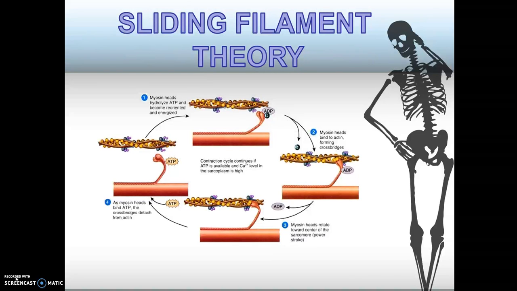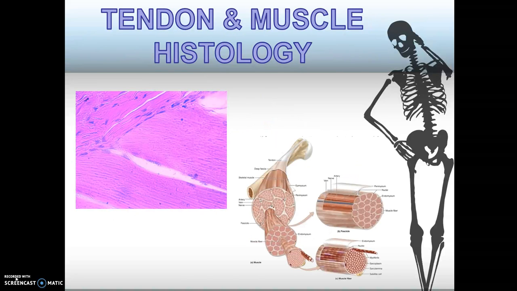Tendon and muscle histology. A tendon is a tough band of fibrous connective tissue which normally connects muscle to bone. Tendons are similar to ligaments and are both made of collagen. Tendons consist of dense, regular connective tissue. Healthy tendons are parallel arrays of collagen fibers packed closely together. They are attached to bone via Sharpey's fibers.